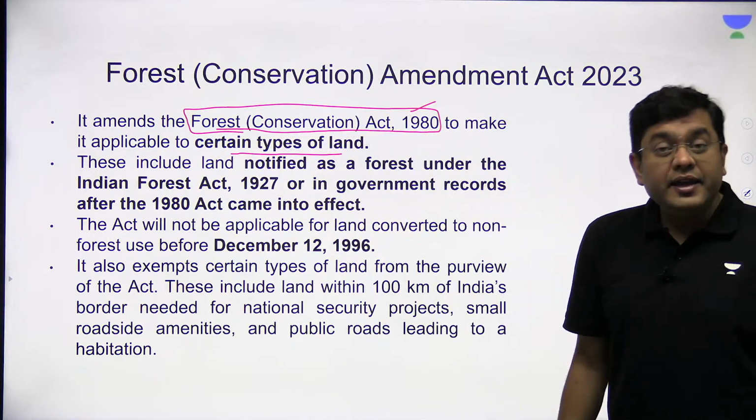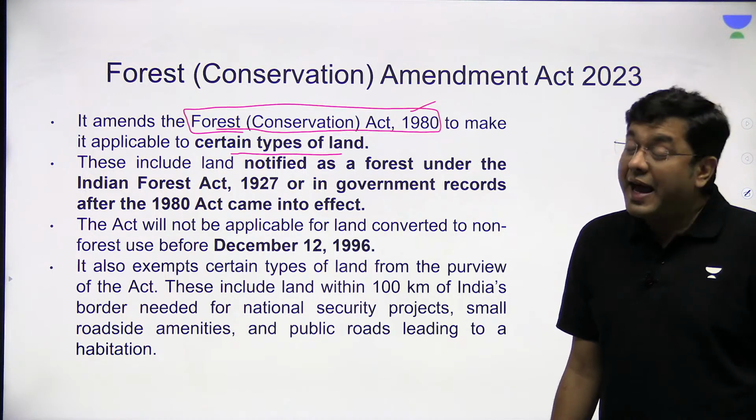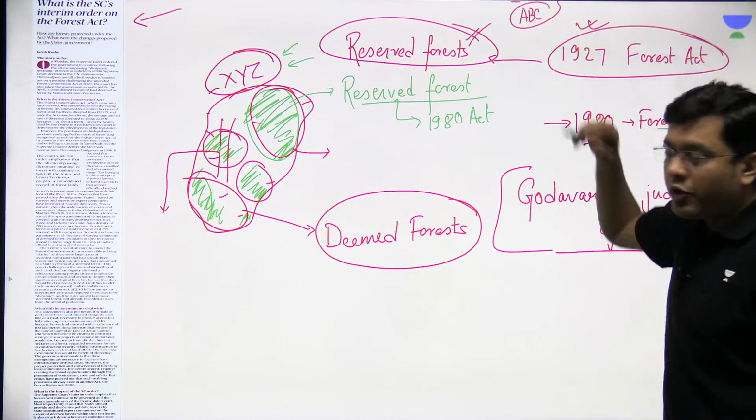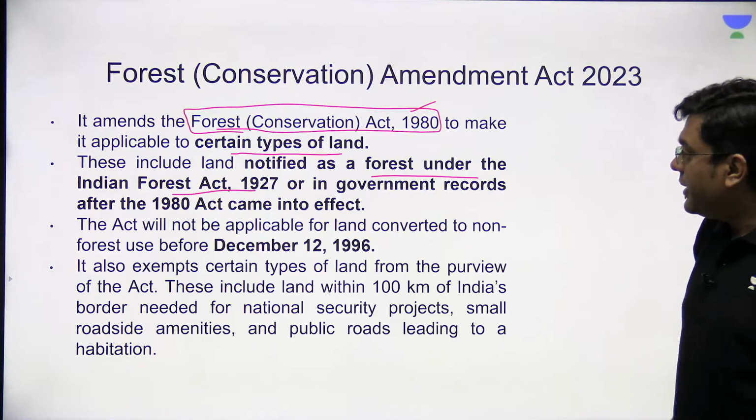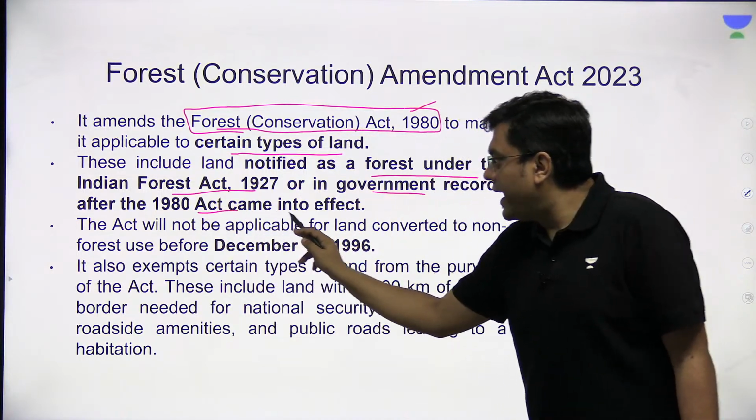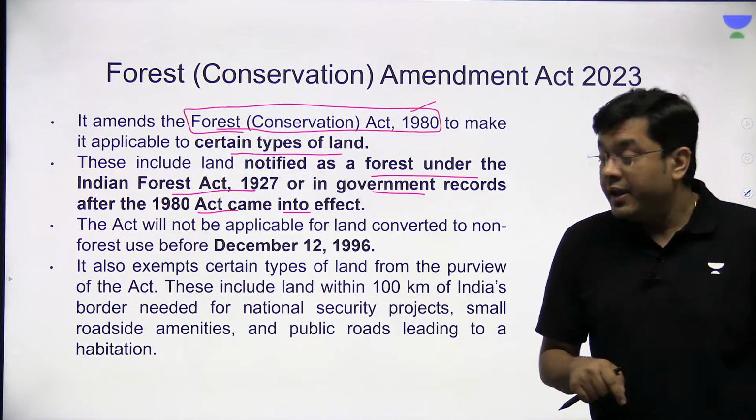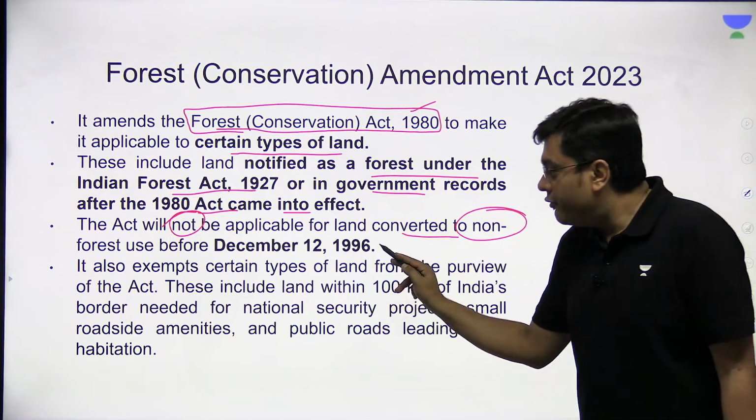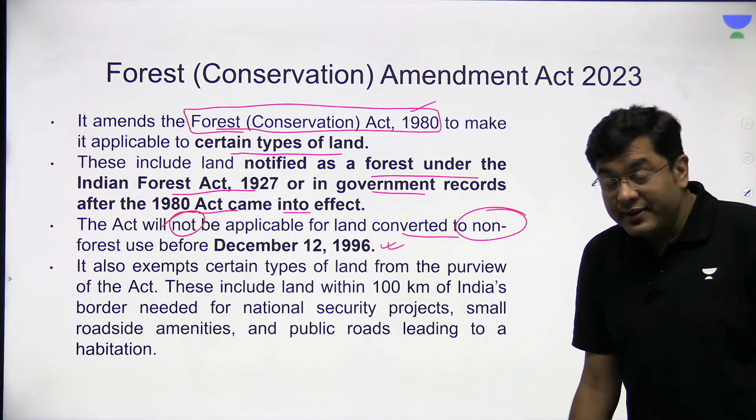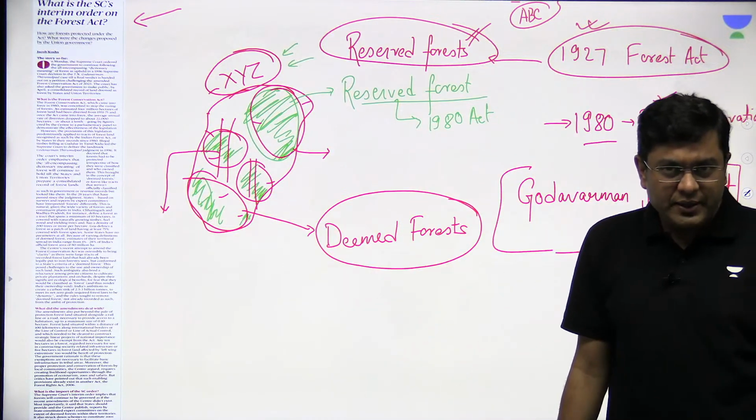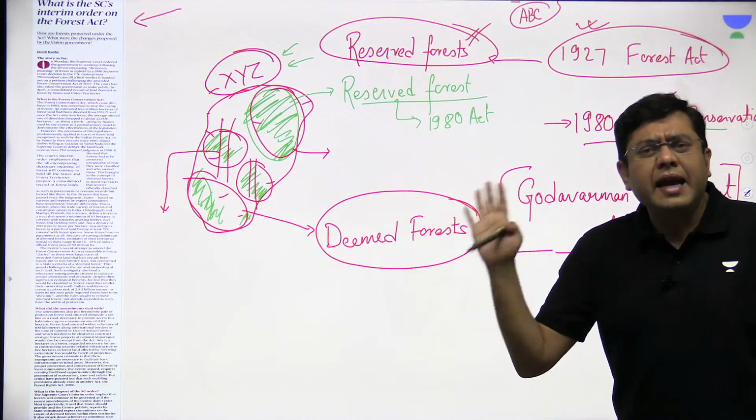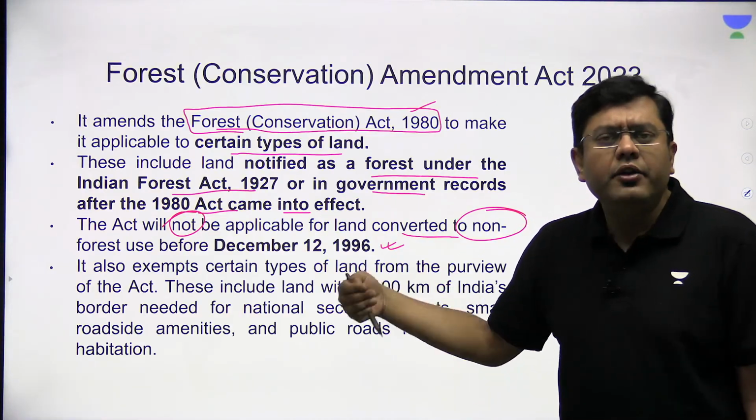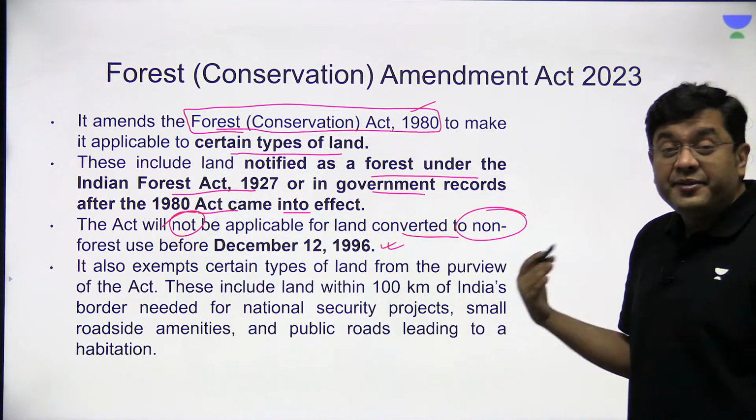So on which type of land is the Forest Conservation Act going to be applicable? On land which was declared as forest under the Forest Act 1927, or in government records after the 1980 Act came into effect. However, it will not be applicable to land converted to non-forest use before the Godavarman judgment. That means if you had bought this land before the Godavarman judgment and it was all legal, fair enough, now you can carry out the work. You will not be dragged to court because the Godavarman judgment was not given retrospective effect.